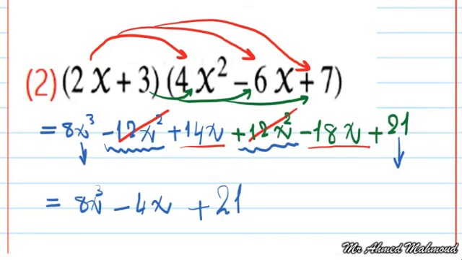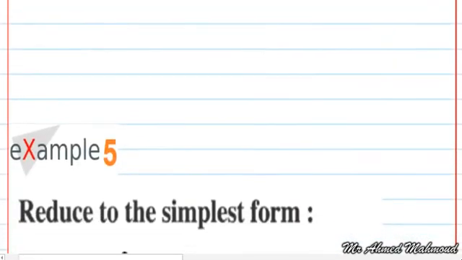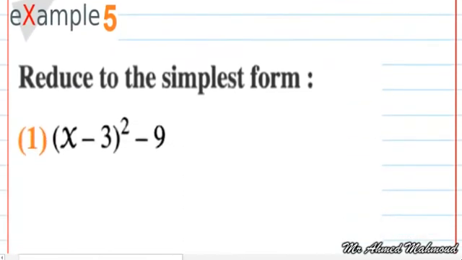Next, in this example we are going to simplify this one, which includes more than one operation. First we have x minus 3 all to the power of 2. I'm going to expand this bracket to the power of 2, and then we have here minus 9. Then let's start. First I'm going to expand this bracket by using the rule first by first, 2 times first times second, second by second.